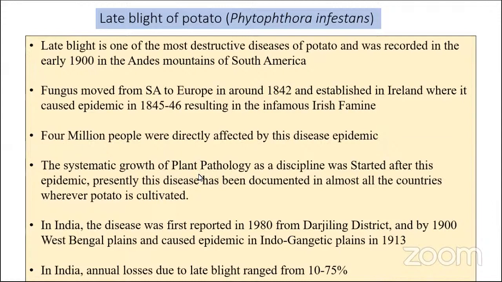The disease has worldwide occurrence. In India, the disease was first reported in 1880 from Darjeeling district of West Bengal, and by 1900 it caused an epidemic in the Indo-Gangetic plains in 1913. In India, the disease has caused losses of around 10 to 75% in different parts of the country wherever potato is cultivated.